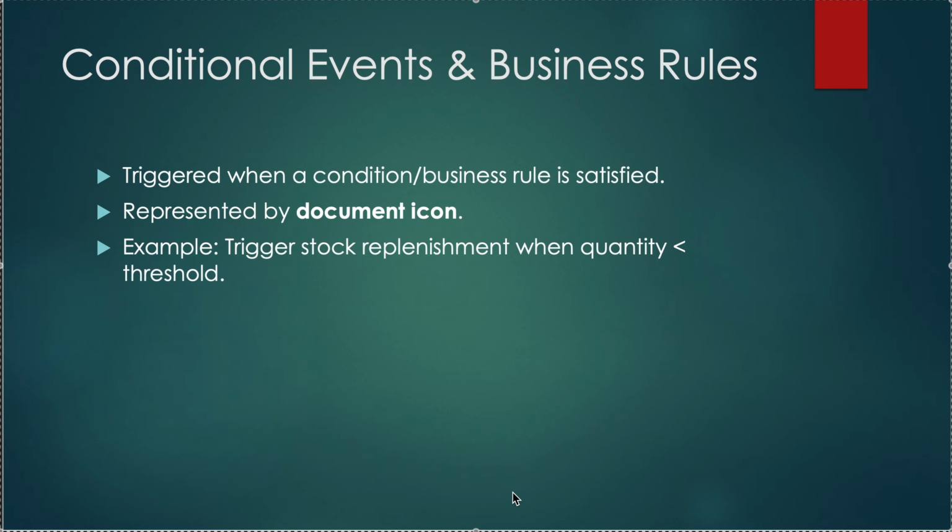Finally, business rules often drive processes. Instead of embedding rules inside decision tasks, BPMN lets us use conditional events shown by a document icon. For instance, if stock level falls below threshold, then it's a trigger replenishment. The process pauses until the rule becomes true, then continues automatically. This integrates decision logic directly into process behavior.